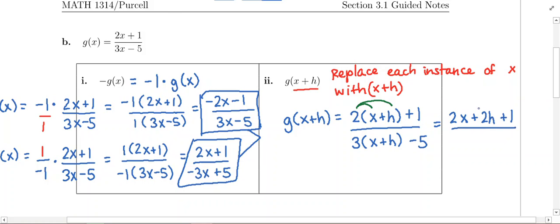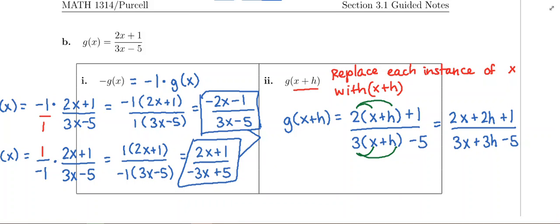In the bottom, you can also distribute the 3 here. So we're going to get 3x plus 3h, and then don't forget the minus 5. So is there anything else you can do? You might be thinking, I see an x in the top and an x in the bottom, let me cancel those. You cannot do that. That is not allowed here. Same thing with the h's. Yes, you see an h in the top and an h in the bottom, but you cannot cancel them.